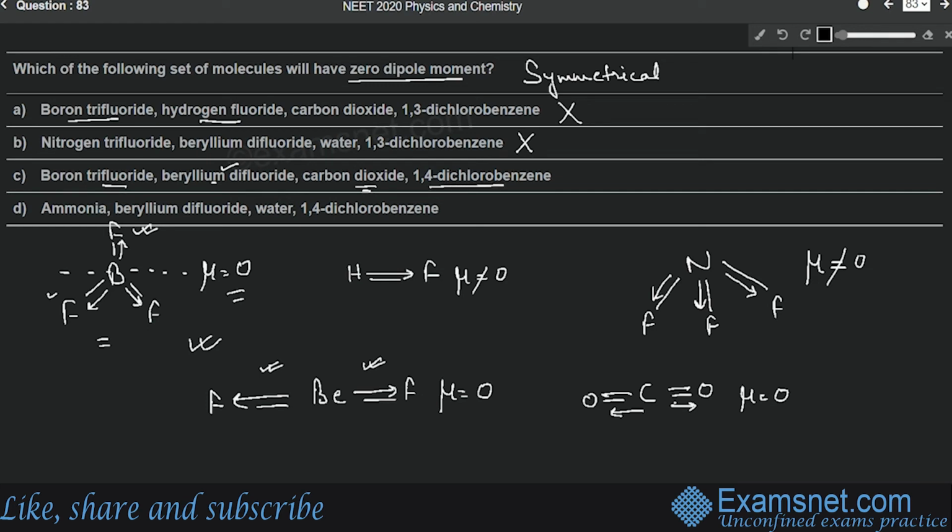Now the last one is 1,4-dichlorobenzene. So let's draw here. This is benzene and 1,4-dichloro. That means this is first position, 1 chlorine this side and 1 chlorine this side at fourth position. Direction will be towards the chlorine. Again, this is a symmetrical molecule, so dipole moment will be 0. That means all the molecules mentioned in option C have 0 dipole moment. So option C will be the correct answer. Got it?